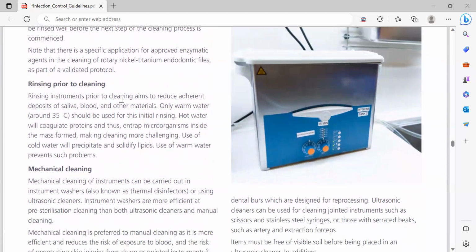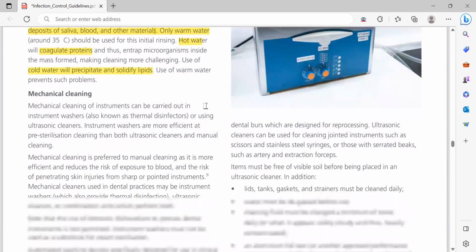Then, rinsing prior to cleaning. Rinsing instruments prior to cleaning aims to reduce any adherent deposits of saliva, blood, and other materials on them. Only warm water should be used for the initial rinsing. Why? Because hot water can coagulate proteins, and that can entrap more microorganisms, and cold water will precipitate and solidify the lipids. So ideally, you need to soak all the instruments in warm water.